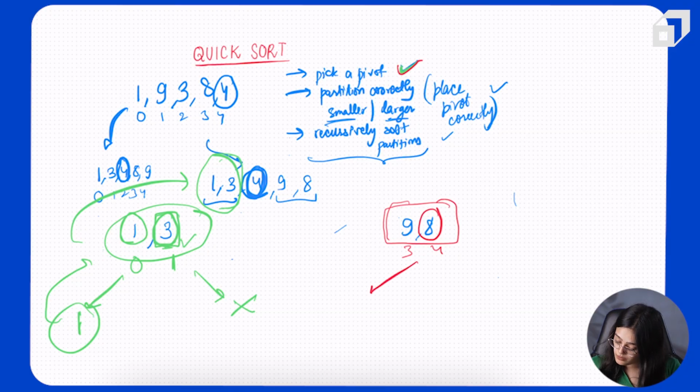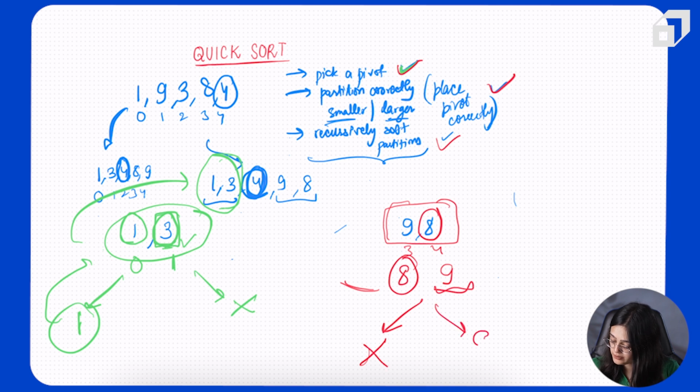Bringing 8 to the right place, and 9 after 8, because 9 is greater than 8. And there's no element smaller than 8, so we can't bring any element to the left of the 8. So in the second step, we place 8 correctly, where smaller elements don't exist and larger elements are on the right. Now the next step is to recursively sort the partitions. There's no partition on the left, only 9 on the right. If we try to sort 9, we don't need any work.